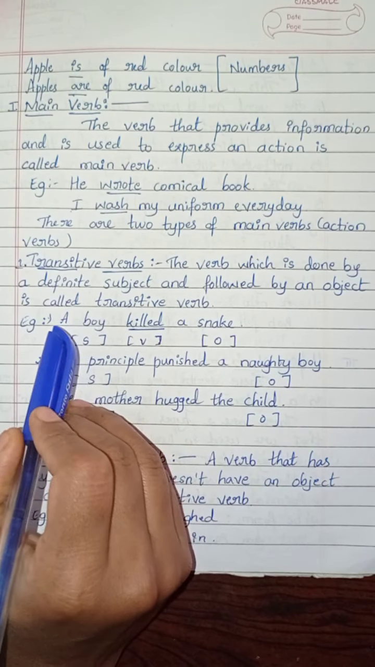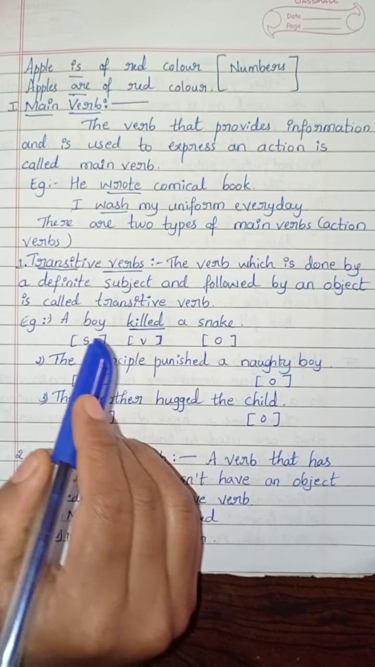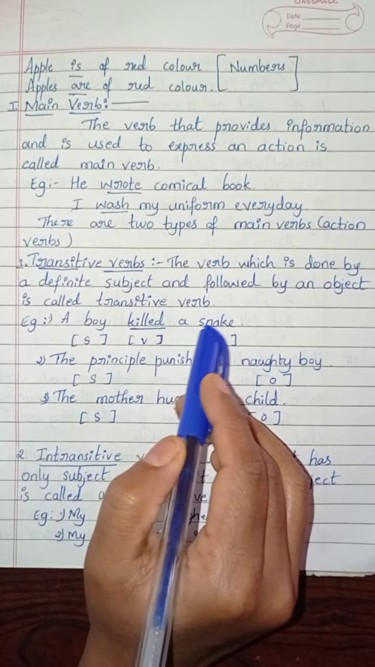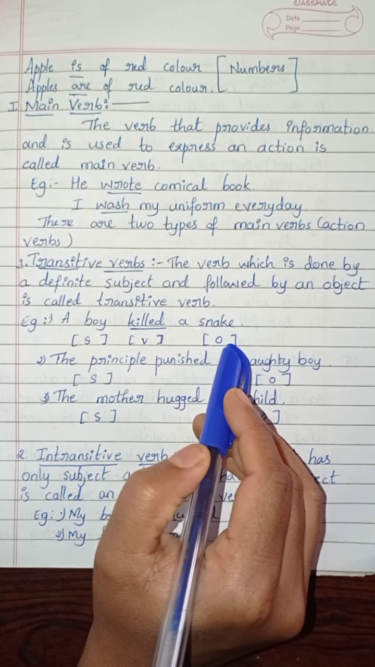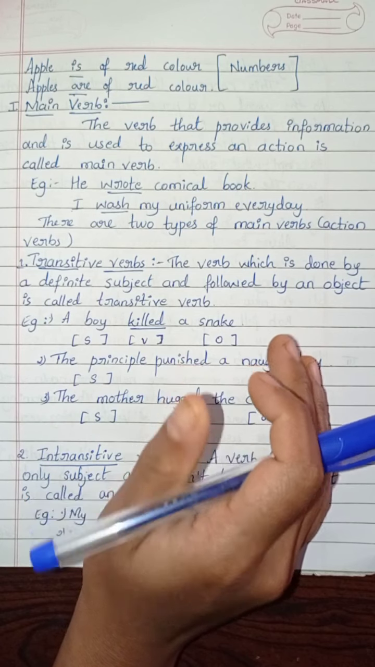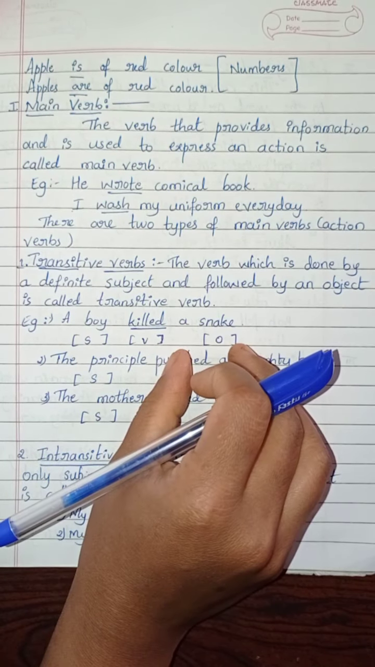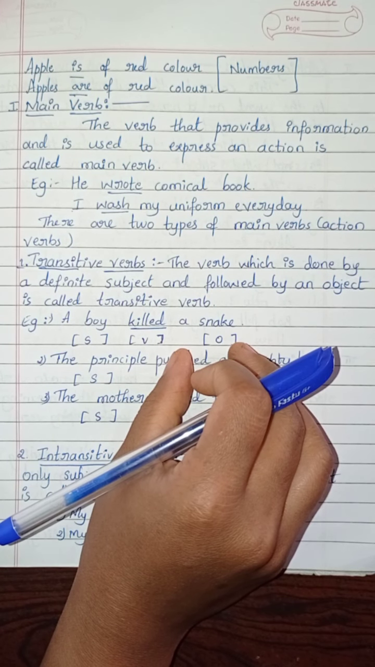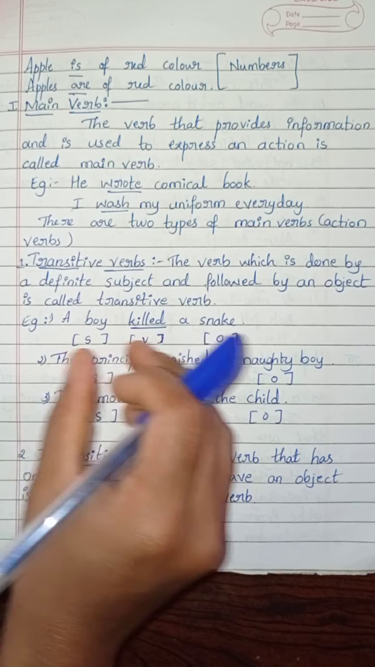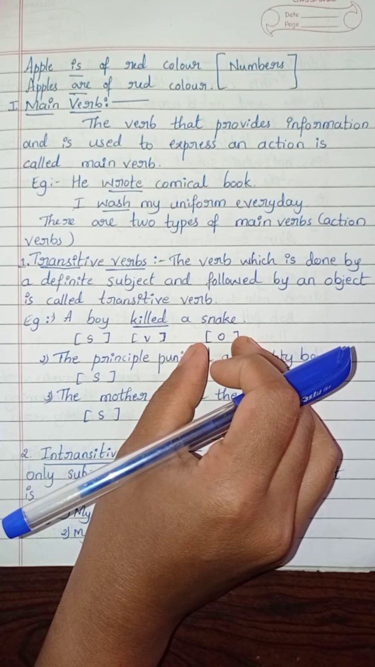For example, a boy killed a snake. A boy killed a snake. We can see a subject here. A boy is the subject, killed is the verb, and snake is the object. Including the object, we can see the object here, students. Understood? A boy killed a snake. Not only subject and verb, an object also will be there in the transitive verb.